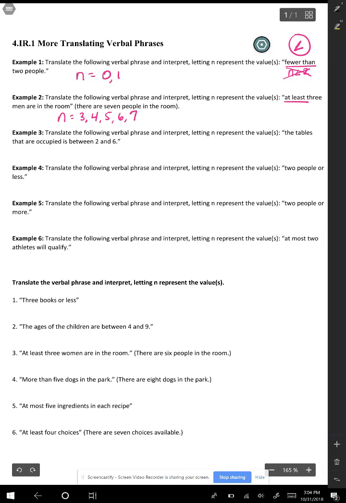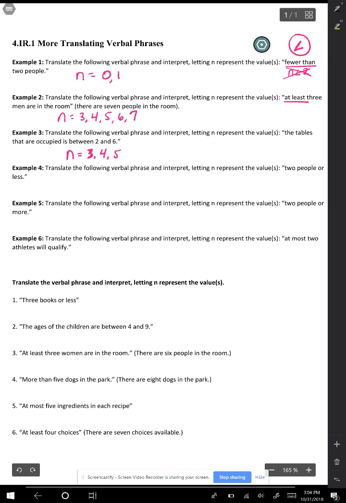The next example, the number of tables that are occupied is between 2 and 6. Again, you're not going to have a part of a table, so we're only looking at whole numbers. Between 2 and 6 means that you are strictly between them, so you're not including the 2 and the 6. Between means greater than 2, less than 6. So it could be 3, 4, or 5.